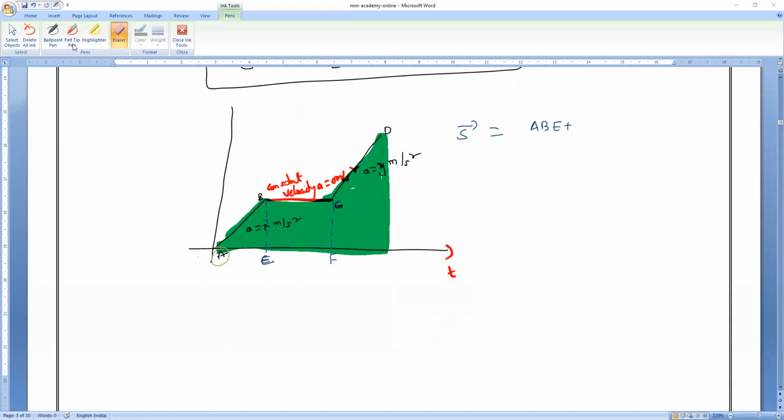Yes, sir. So I will say area of a triangle, area of ABE, plus area of a rectangle. Tell me, area of a rectangle. Area of a rectangle is what? BE, length into breadth, base into height. Next, this one I can write in two ways. Let me take EFG.